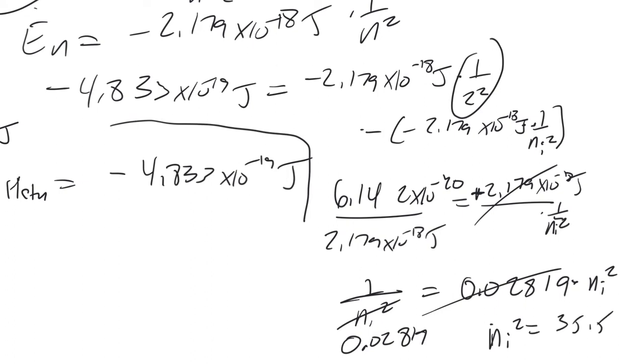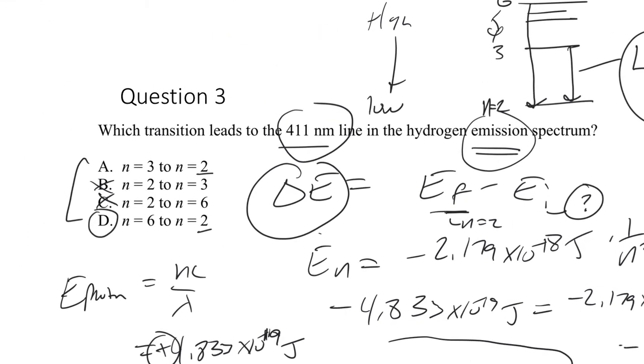Take the square root of both sides. Literally going blind. Oh, there it is. Yep, so it's 5.95. This is 6. So n i is equal to 6. So the initial value is 6, going down to 2.